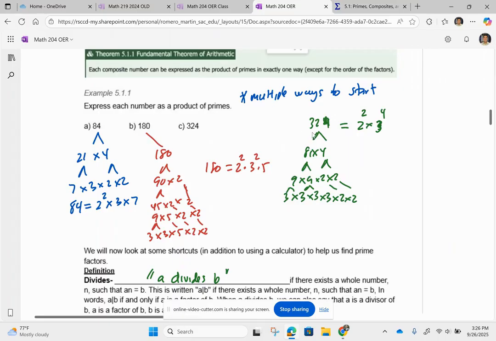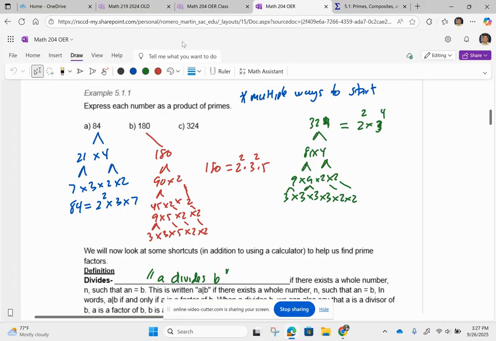Notice there are multiple ways to start. Like for 324, we used 81 times 4. For 180, 90 times 2. But someone easily could have said 18 times 10. For 84, I guess we could have done 42 times 2, right? It doesn't matter as long as they're factors. And then ultimately, what we're really interested in is this product of primes, right? And what we mean by that, I'll highlight that for you. When we look at these product of primes, it's here, right? This is the prime factorization, a product of primes. And I even love that term, product of primes. Sounds like a famous rock band or something, product of primes.